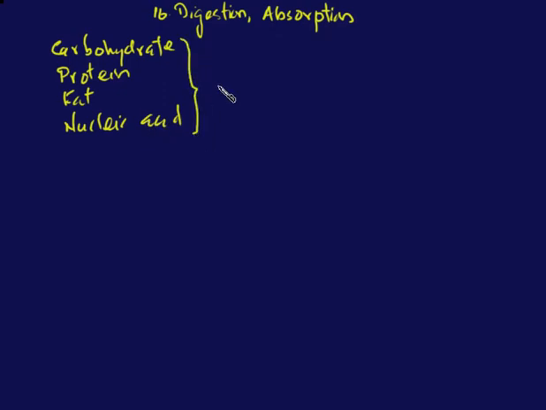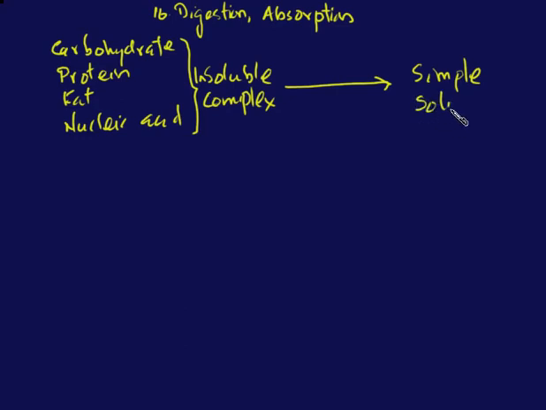Why should we digest? Because these molecules are insoluble. They are large in size, so they are complex. Being complex and insoluble, the body cannot absorb it. So these complex insoluble molecules are converted into simple soluble molecules. And this process of converting insoluble complex molecule to simple soluble molecule is called digestion.